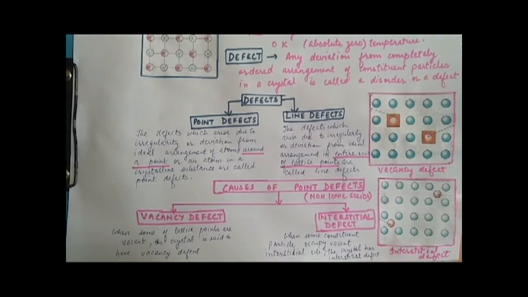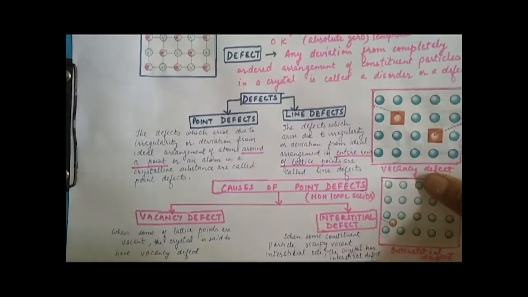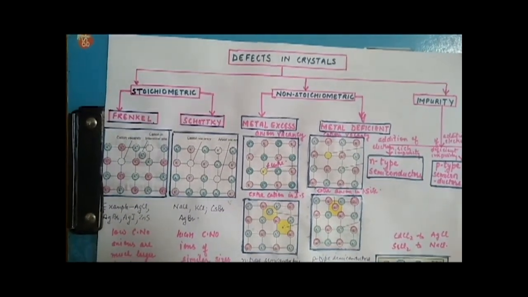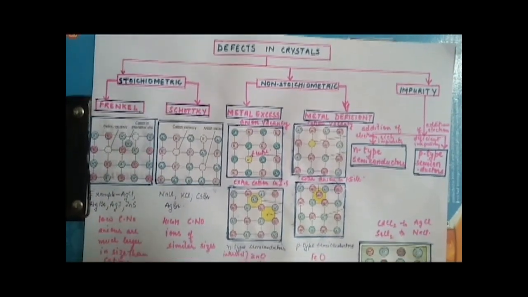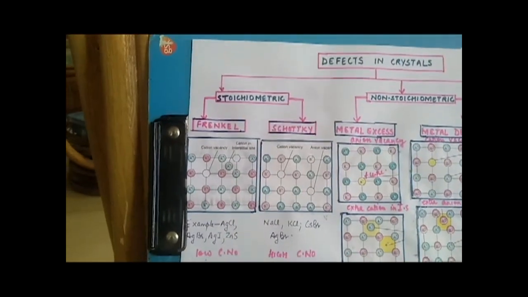In case of ionic solids, the defects can be classified differently. So, in case of ionic solids, the defects in crystals will be stoichiometric defects, non-stoichiometric defects, and impurity defects. Now, stoichiometric defects can be classified into Frenkel defect and Schottky defect.